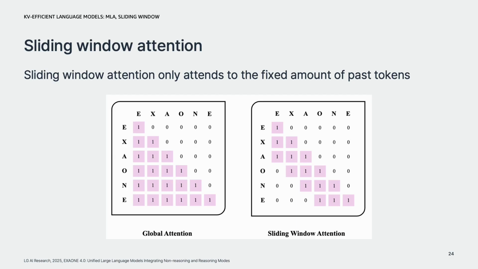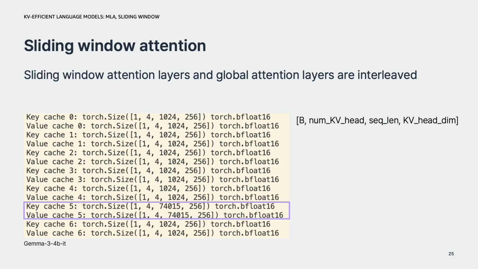However, if we use sliding window attention, we can set a fixed sliding window and only the tokens within the sliding window are attended. So in this figure, the sliding window is set to 3. So even though the query token is E, it only attends to the past 2 tokens. So it does not attend to E, X, and A. Usually, the sliding window attention layers are used alongside global attention layers. So they are interleaved within a single model.